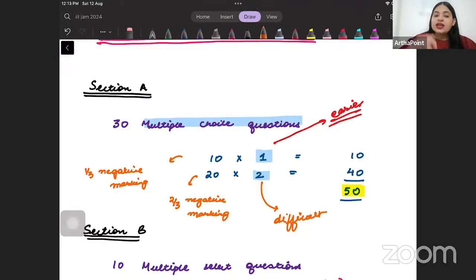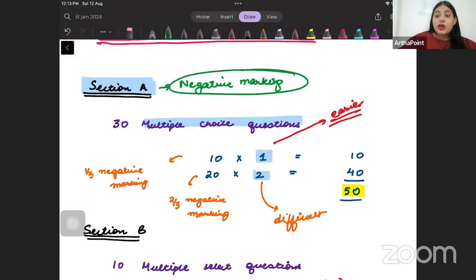Section A is the only section which has negative marking. No other section has negative marking. But the other sections are more difficult, so there is a trade-off. Section A has negative marking but is comparatively easier. Sections B and C have no negative marking, but they are comparatively difficult, which I will show you in a while.